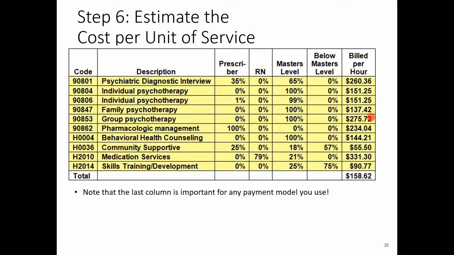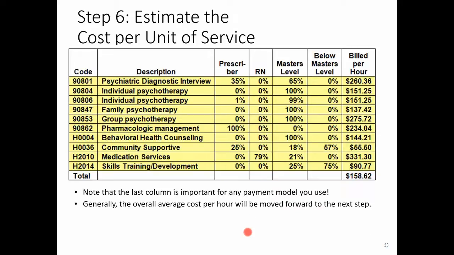Oh, there's a typo here. There's no way that a master's level doing group psychotherapy would cost $275 per hour. So it's also a good way to double check, looking at this column, a reality test, whether your numbers are right or not. Looks like there's a few things that are goofy here. That's actually helpful to see that.